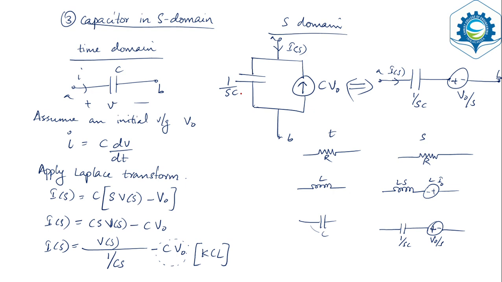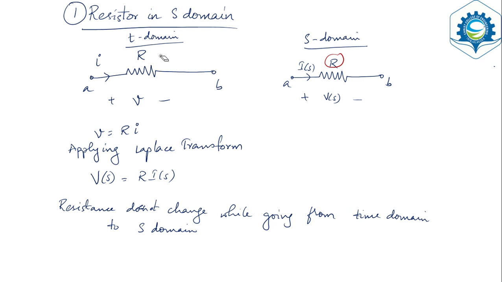We can also just check the magnitude. The magnitude of the capacitance is 1 by SC. Okay, in both the cases, the magnitude of the capacitance is 1 by SC, and you can also note the value of the voltage source. It is V0 by S, and that of the current source, it is C into V0.